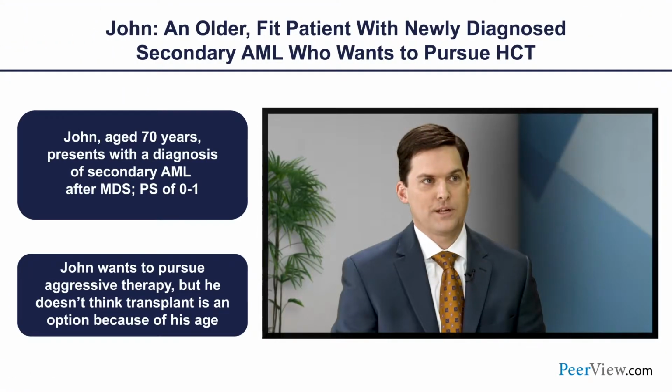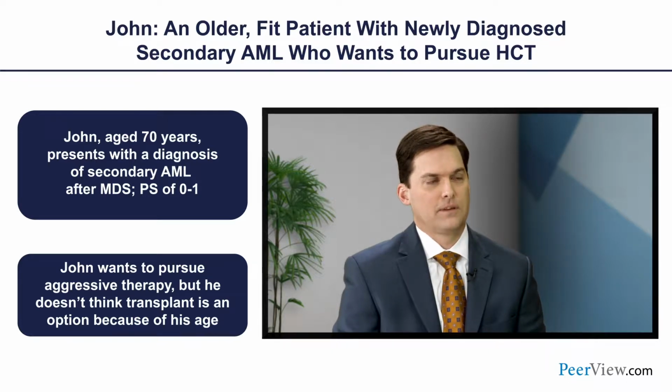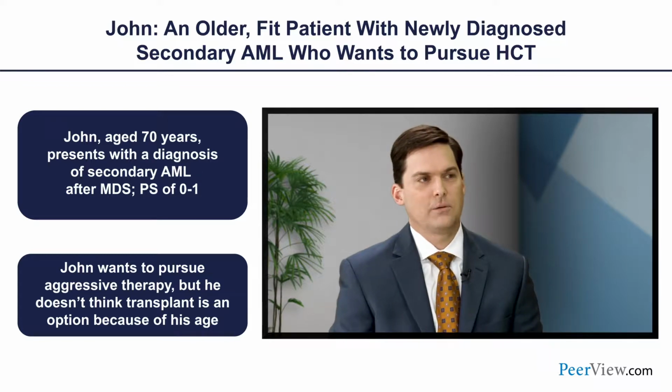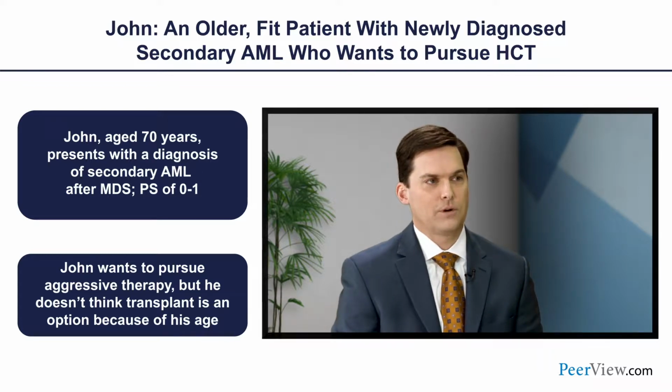But before we get to some of the more practical information, let's first discuss a case in regards to a patient named John, an older, fit patient with newly diagnosed secondary AML who wants to pursue aggressive therapy. He's 70 years old, presents with a diagnosis of secondary AML after a long battle with myelodysplastic syndrome, but he has a good performance status.